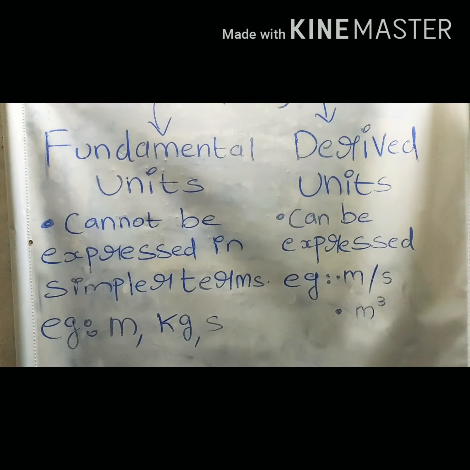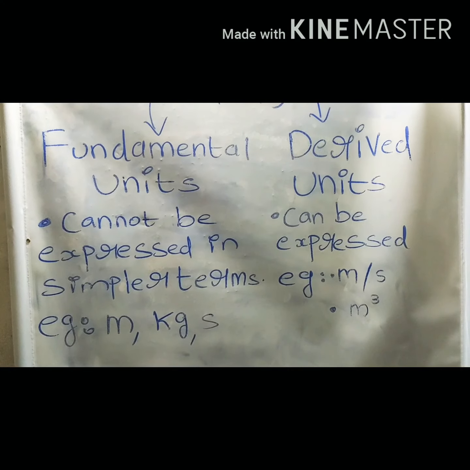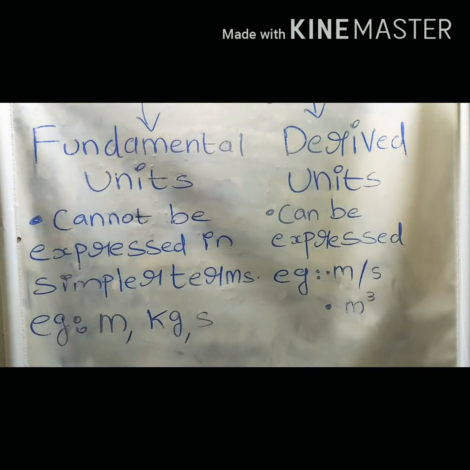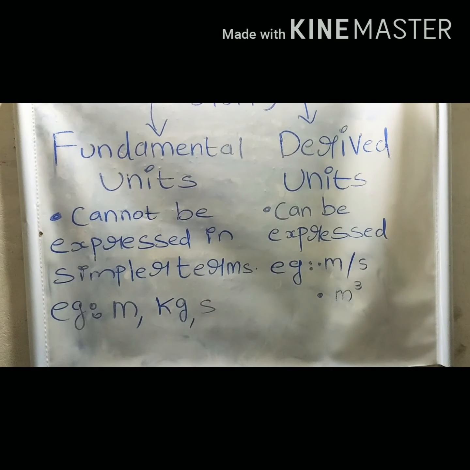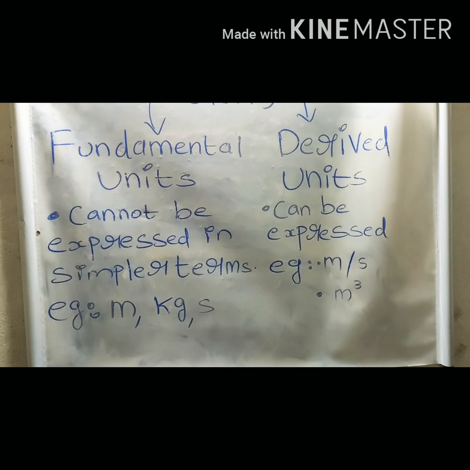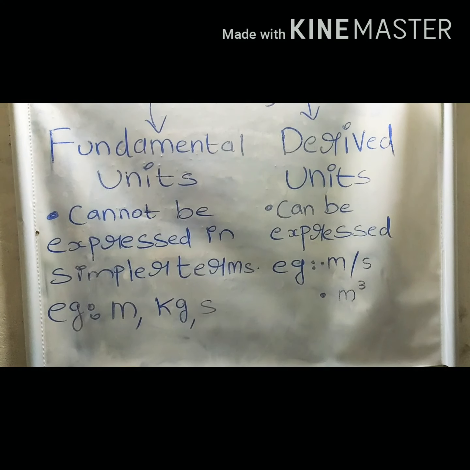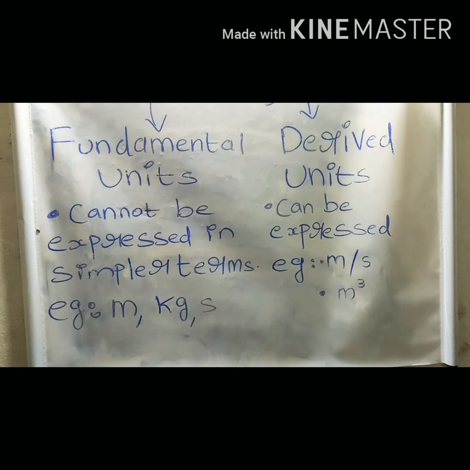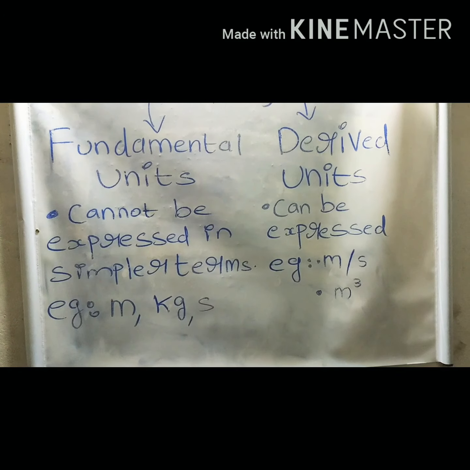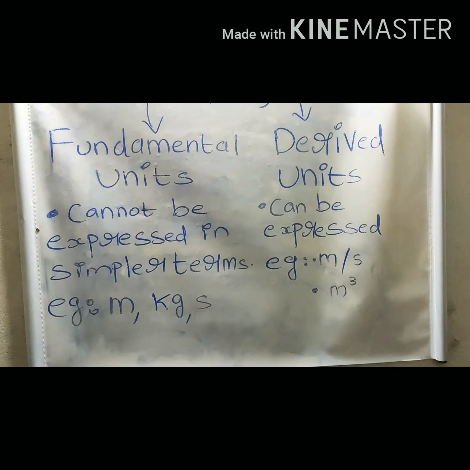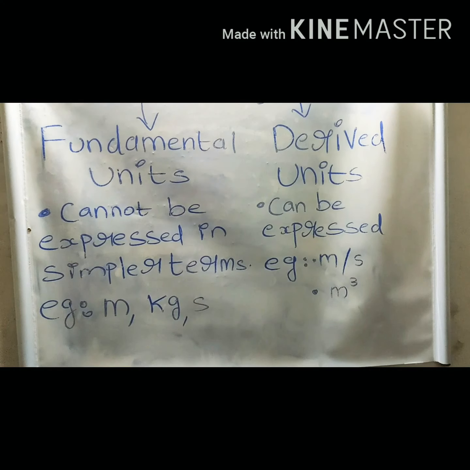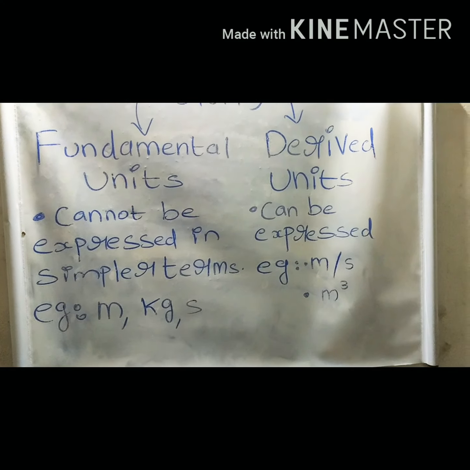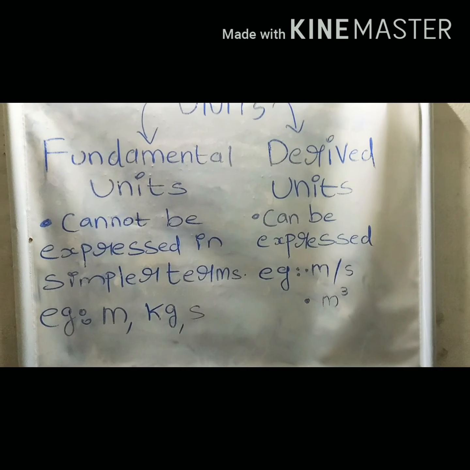The term itself is the simplest form. So, the examples for fundamental units are meter, kilogram, and second. These are examples for fundamental units because it's not possible to express them again in simpler terms. So meter is a fundamental unit, kilogram is a fundamental unit, second is a fundamental unit, like that.